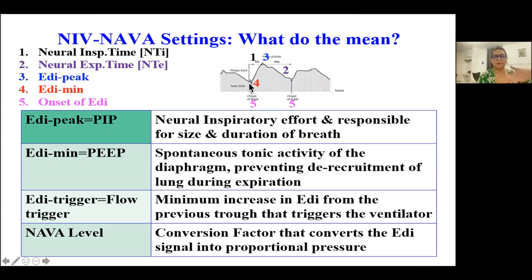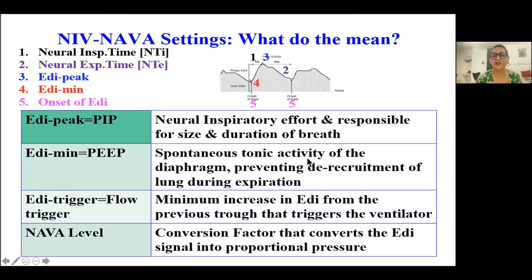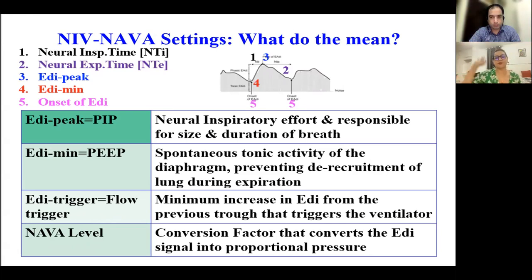EDI minimum is the PEEP. Below that, there will be a collapse if there is no EDI minimum, so there has to be an EDI minimum to keep that PEEP. This is the spontaneous tonic activity of the diaphragm so that there is no de-recruitment of the lung happening in expiration. And EDI trigger, as I said, is the flow trigger. This is the minimum increase in the EDI from the previous trough that triggers the ventilator. And NAVA level, as we said, is a conversion factor which converts the EDI signal into a proportional pressure.